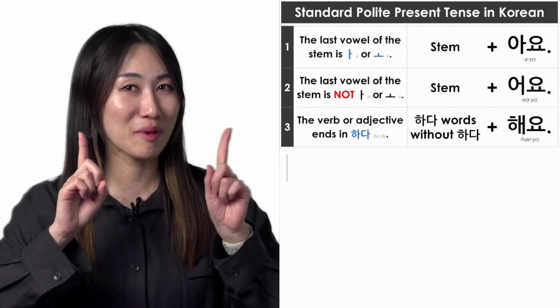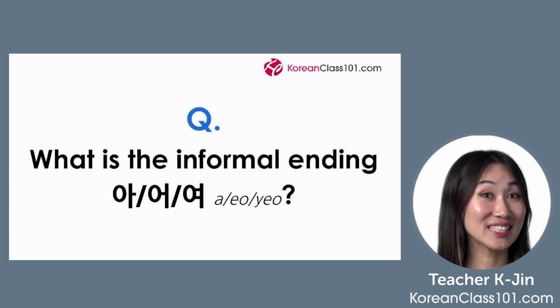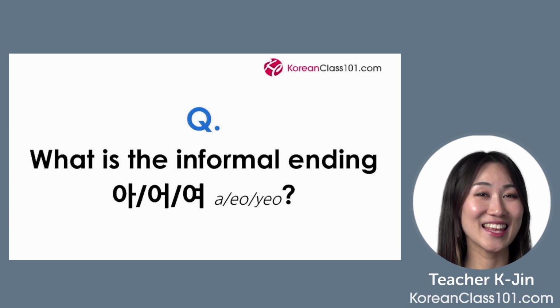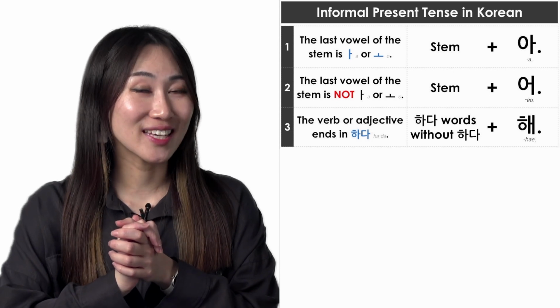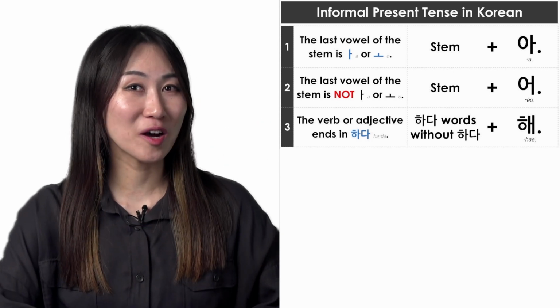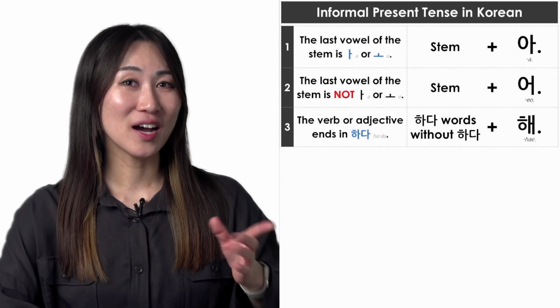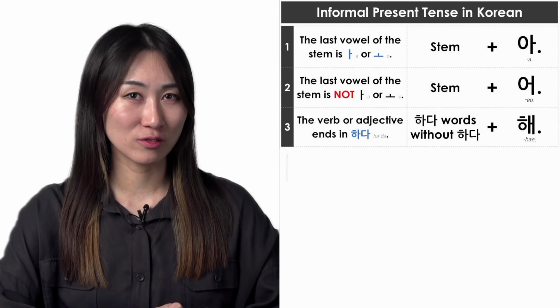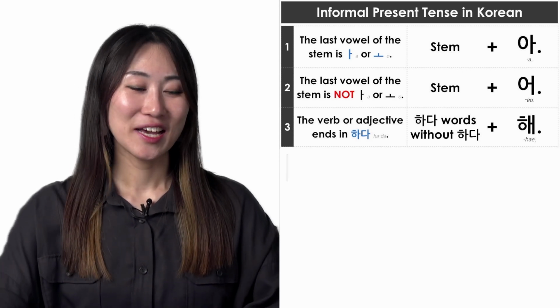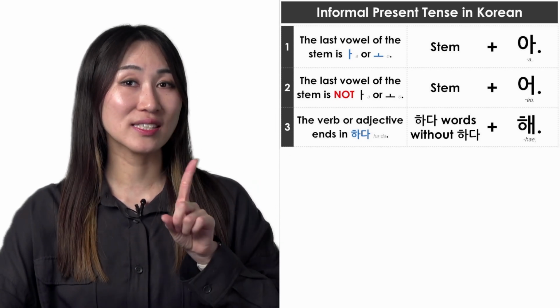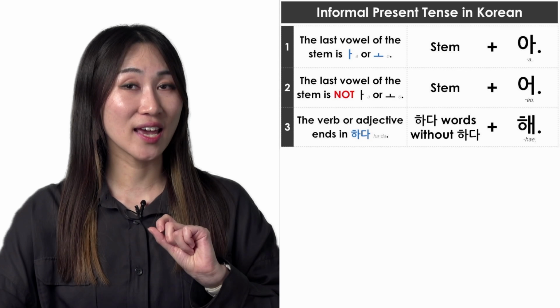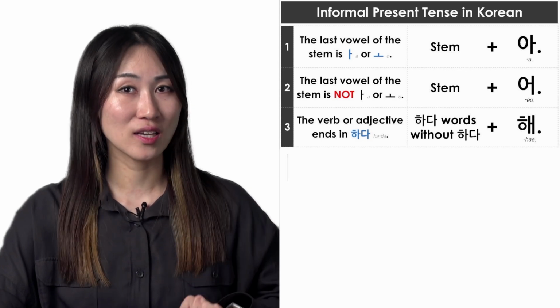Okay, please remember this. Here's the second question from Rosa. Thank you, Rosa. What is the informal ending? 아, 어, 여. Now let's look at this chart for informal present tense. I think now you're familiar with this. Basically, the rules are exactly the same between the standard politeness level and this informal politeness level.